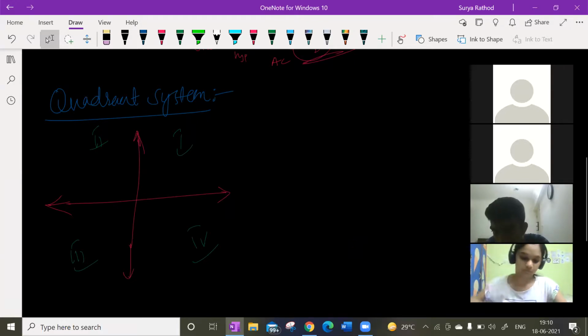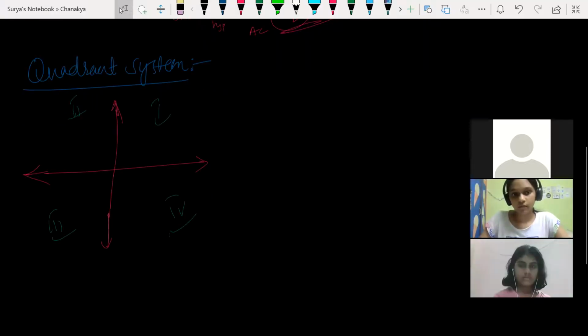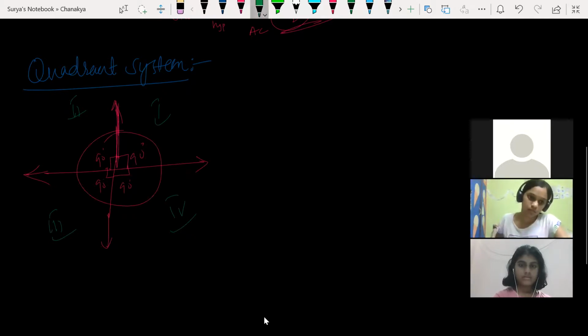A plane consists of an x and y axis. That is what is called the quadrant system, the Cartesian plane. If I draw a Cartesian plane, look at this, I'll be having four quadrants. Here it is making 90 degrees, here it is making 90 degrees, here also 90, here also 90. So total how much? 4 times 90 is 360. Clear? Yes or no?